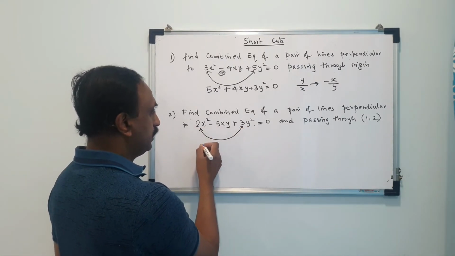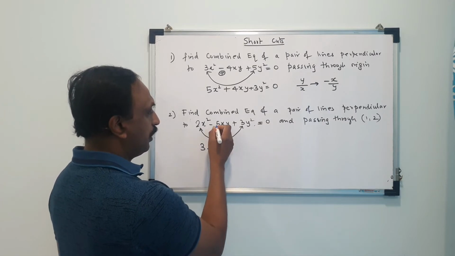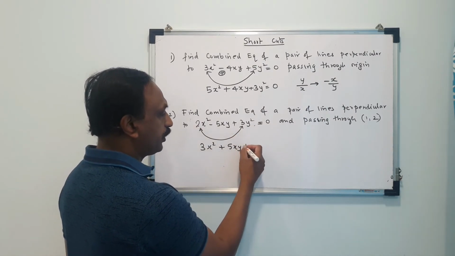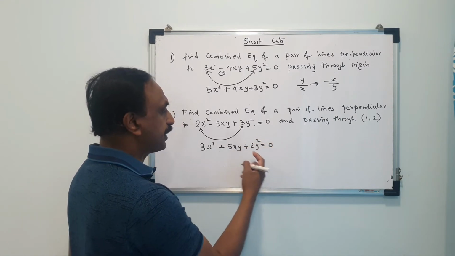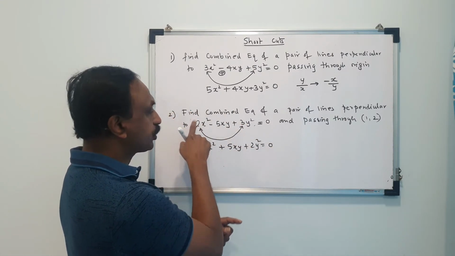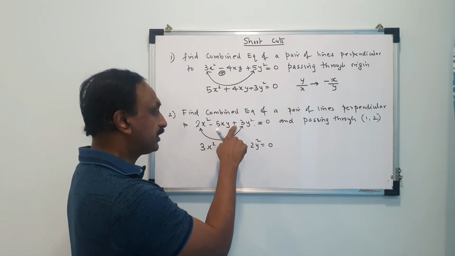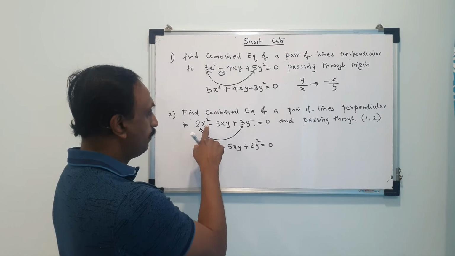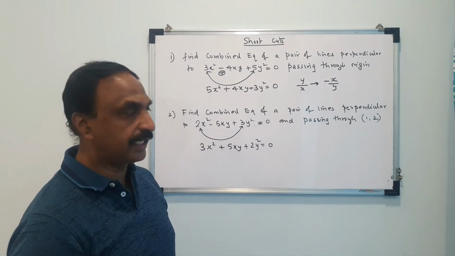By interchanging. So 3x square, the coefficient of xy changes in sign, and y square becomes 2y square. Whatever the coefficients, they get interchanged. If it is minus 2 here, it would have come as minus 2 there. If it is minus 3 here, it would have come as minus 3 there. Whatever the coefficient, interchange it and change the sign of the xy term.